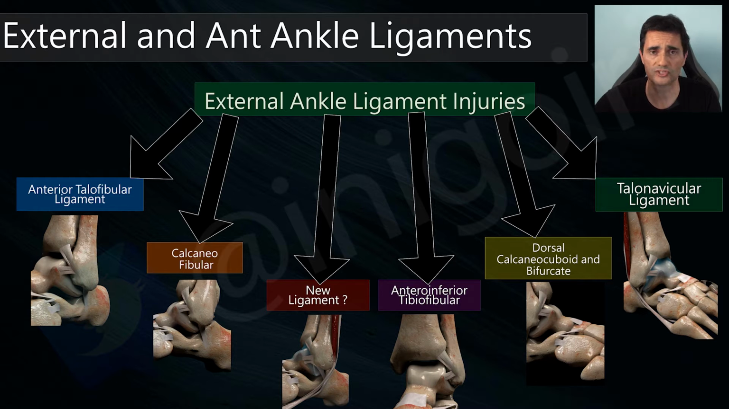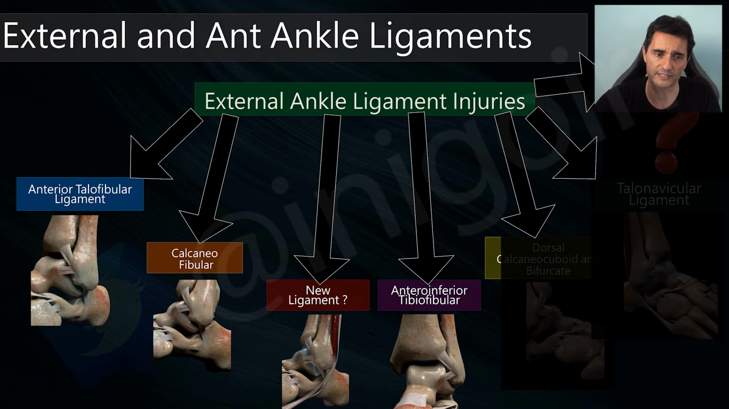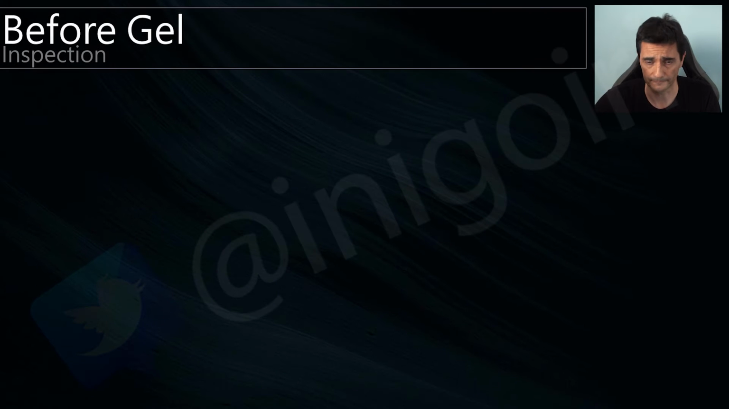And we also are going to check other structures, not ligaments, but other structures which can be broken or injured, and we are going to review these. Because this video would take too much time to cover all these things, I divided it in two parts. In the first part, we are going to talk about the anterior talofibular ligament, the calcaneofibular ligament, the new ligament, and the anterior inferior tibiofibular ligament.